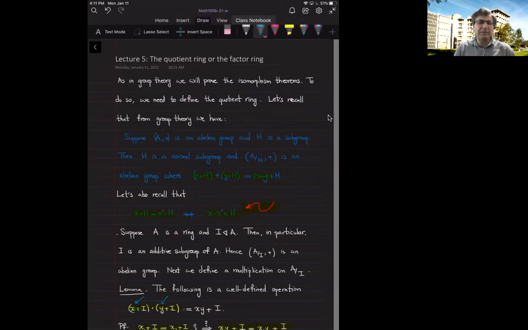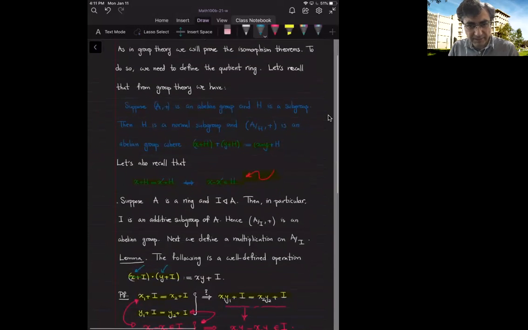Let me also recall another result from group theory that we are going to use. The result says that two cosets, x plus H and x' plus H, are equal precisely when the difference between the coset representatives belongs to the subgroup. So if x minus x' is inside H, this happens precisely when the cosets represented by x and x' are equal.